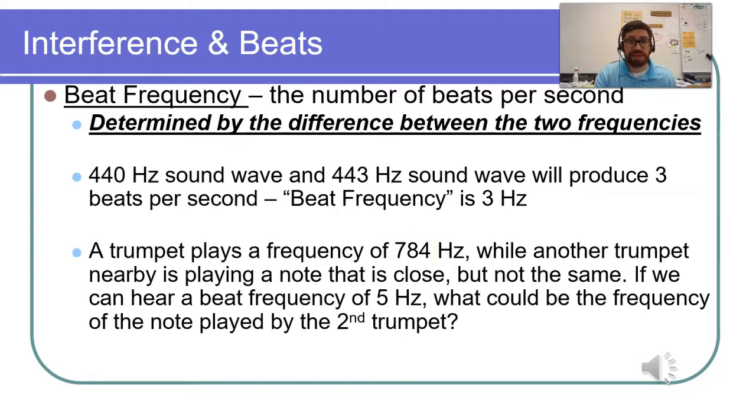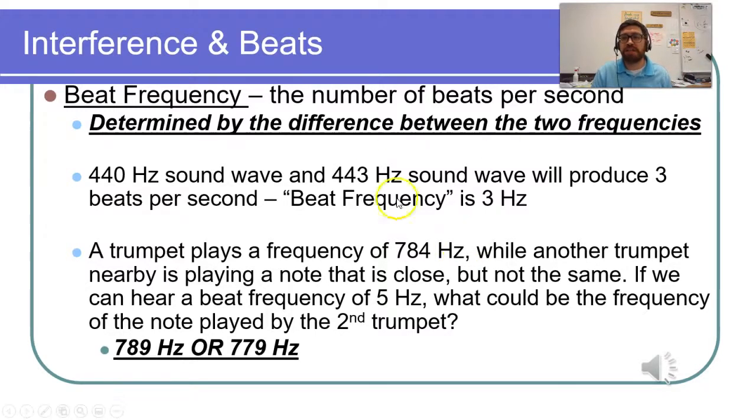So hopefully you figured out that if it's a difference, you're either going to subtract 5 from 784, which gives you 779, or you could also add 5 to 784. It still gives you a difference of 5, and you get 789. So either we get 784 and 779, or it's 784 and 789. In either case, if either of those is the note being played by the other trumpet, we get a difference of 5 hertz, and we hear 5 beats per second. So that's interference and beat frequency with sound.